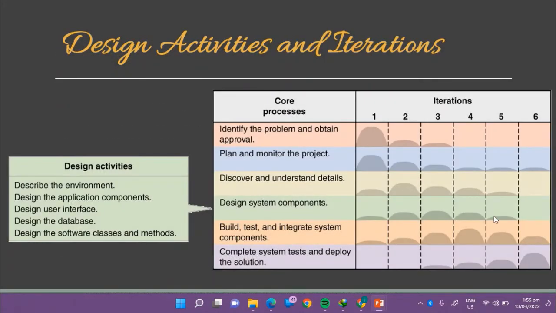This figure identifies the activities of systems design. This lesson provides a short introduction to designing user interface, which is one of the design activities. System design involves specifying in detail how a system will work when deployed within a specific technology environment.